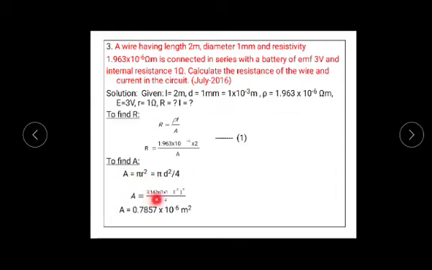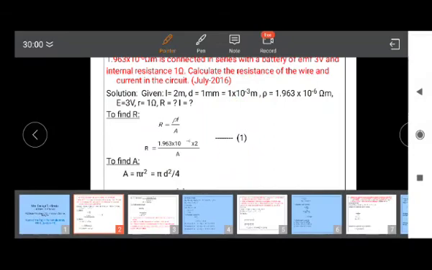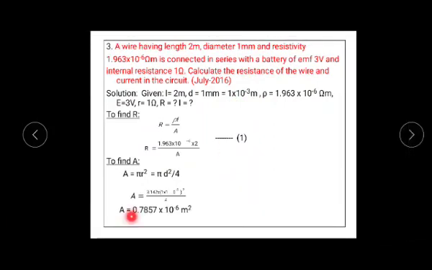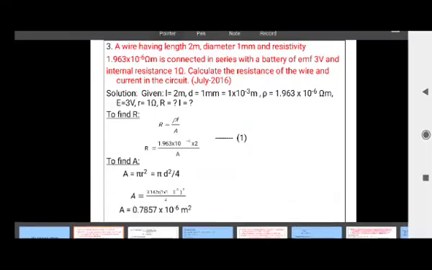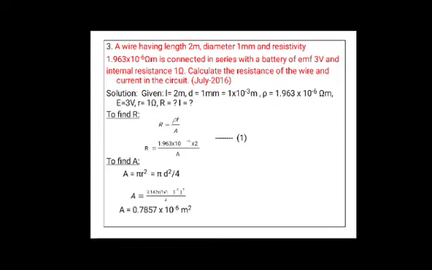Pi value is 3.142 into diameter value is 10 raised to minus 3. So 10 raised to minus 3 square is there, so take square divided by 4. Simplify this one, you will get 0.7857 into 10 raised to minus 6 meter square. So you got the value of area now. Okay. Now what we have to do? We have to substitute it in equation 1.